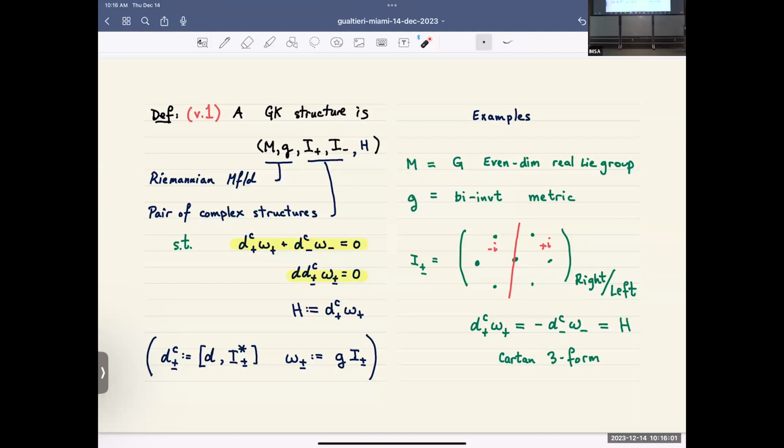Okay, then you can left translate it over the whole group. You can right translate it over the whole group, and you get 2 complex structures, the left invariant one and the right invariant one. They're both compatible with the metric, but they're not Kahler, of course. It's a group, it doesn't have any H2. But instead, if you take d^c of them, they agree up to a sign. They satisfy this equation. And they define a closed three form, which everyone knows, it's the Cartan three form. So it's a beautiful geometric structure on any such Lie group.